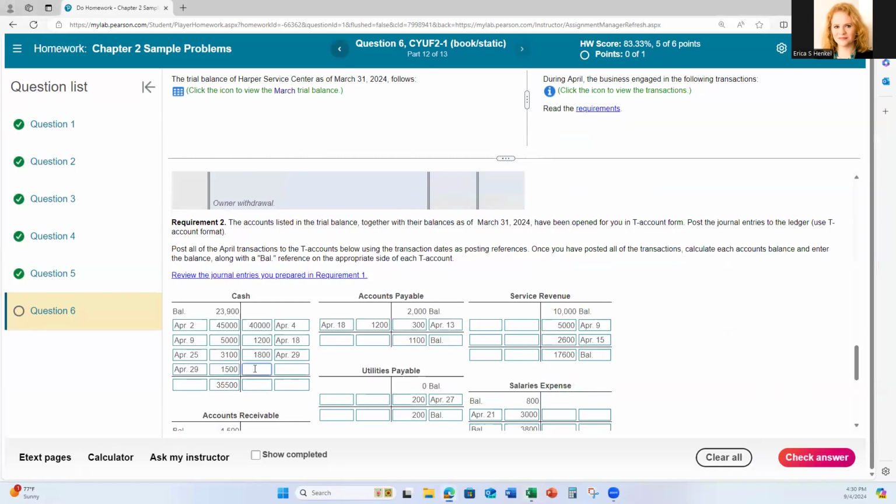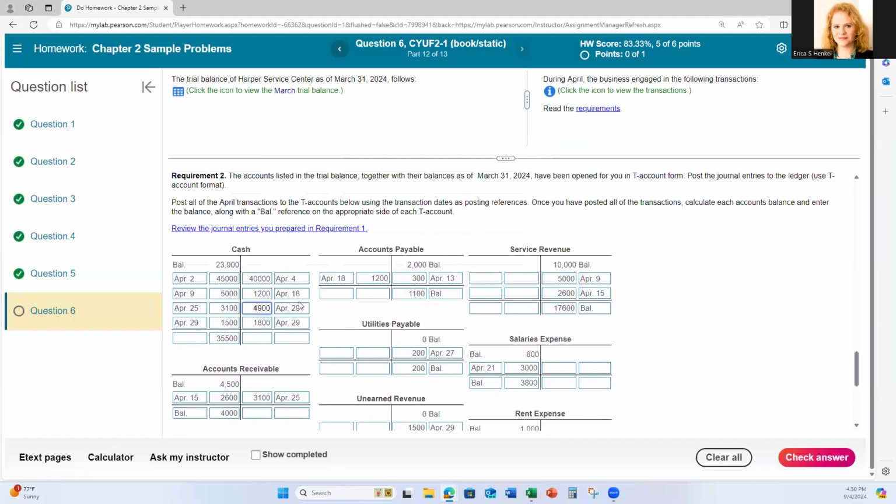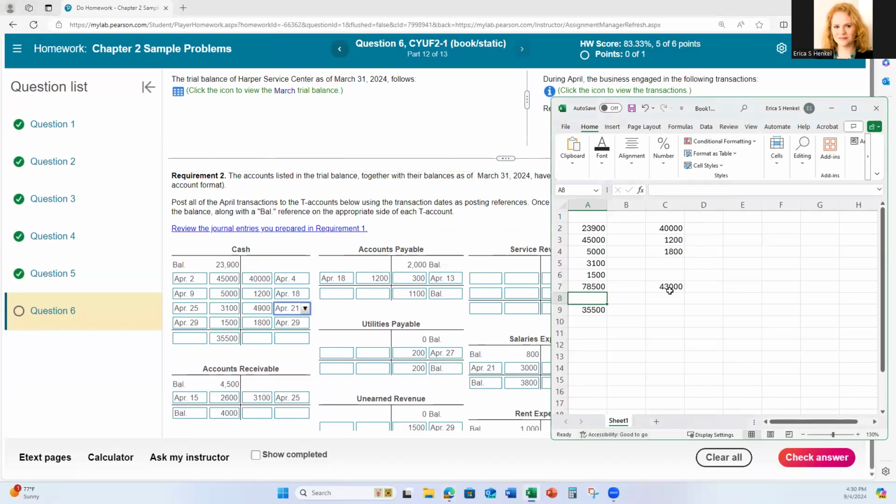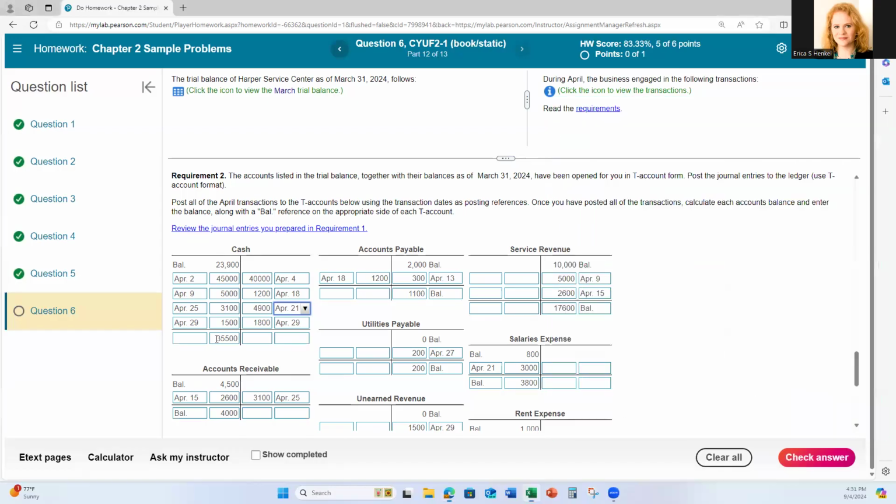Okay. Let's move these down. 1,800. There we go. And 4,900. See, that was the same date as the salaries expense. So that should have been April 21st. There we go. All right. So going back here then, let's try this again. Equals 78,500 minus 47,900. So 30,600. Okay.